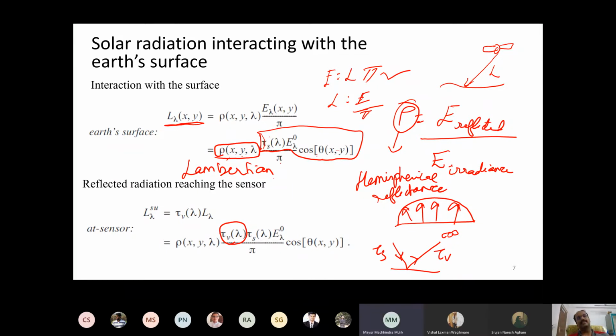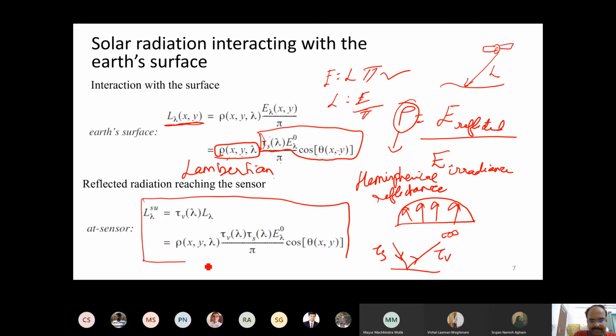Path traveled is not the same. Exactly. The path traveled by the incoming sun's energy may be totally different from the path traveled by this energy to reach the sensor. Sensor may be near the nadir, sun may be near the horizon, or vice versa, whatever be the case. Essentially, because of the path difference, these two transmissivities may not be the same, and we have to consider them separately.